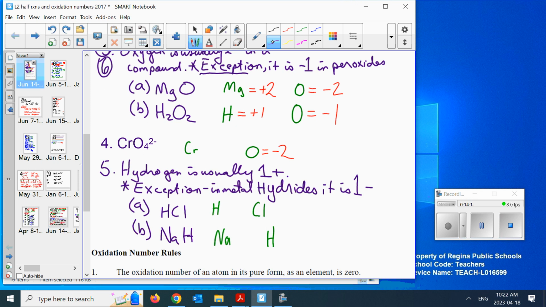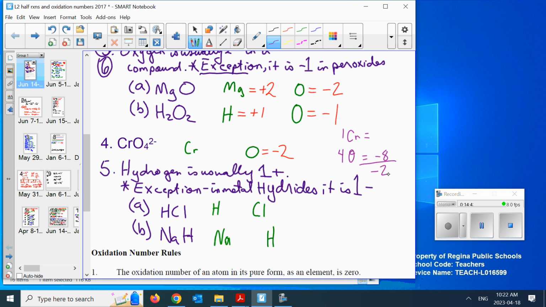So if I have Cr, I have 1 Cr in this compound. I have 4 oxygen. We know that 1 oxygen is -2. So 4 oxygens, I'm just going to do my scratch right here, is -8. I know that it adds up to -2. That's the charge on chromate ion. So right away then I think, okay, what's the arithmetic?